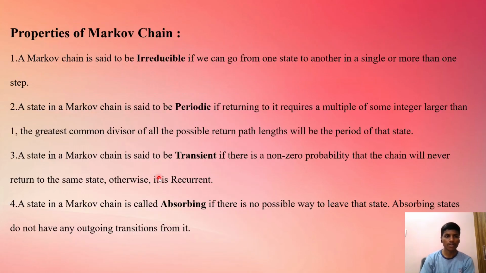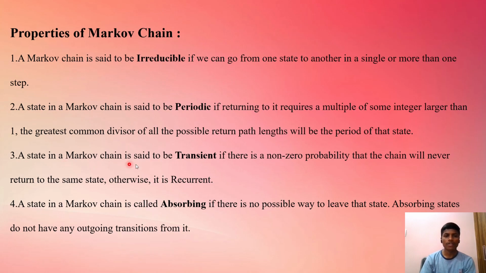So, properties of Markov chain. A Markov chain is said to be irreducible if we can go from one state to another in a single or more than one step. It is irreducible. A state in a Markov chain is said to be periodic if returning to it requires a multiple of some integer larger than 1. The greatest common divisor of all possible return path lengths will be the period of that state.